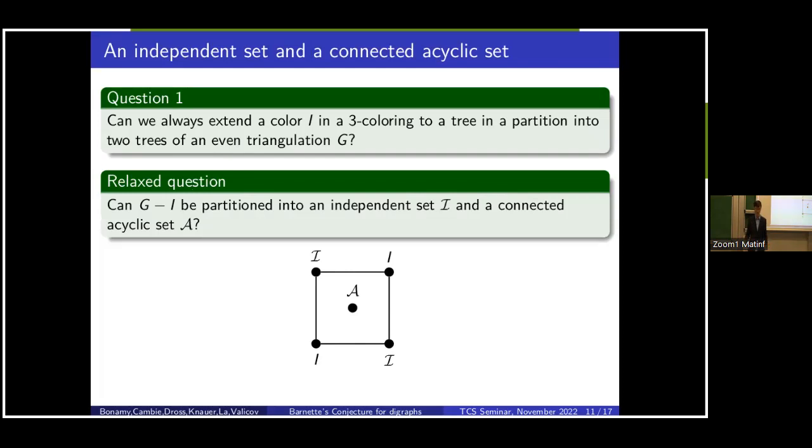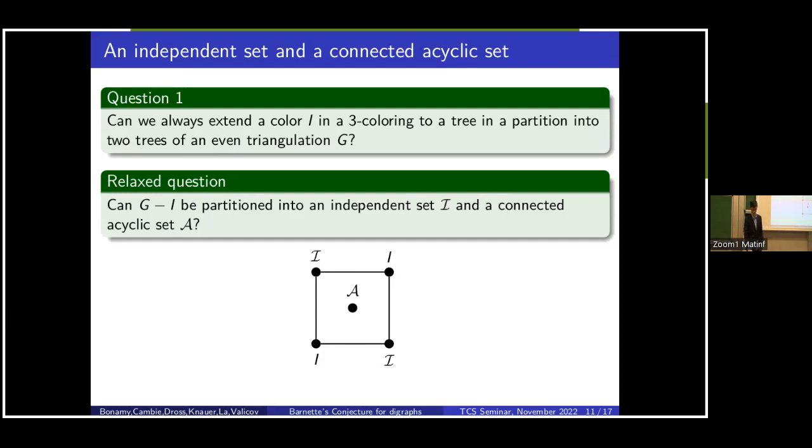So you can also ask, if I remove this independent set, can I partition the rest into an independent set and a connected acyclic set? Well, this version is kind of in the middle of Barnette's and Neumann-Lara's conjecture. It's because when I put my old independent set in, I will get a tree and then a connected acyclic set. Not two trees, not two acyclic sets, but something in the middle.